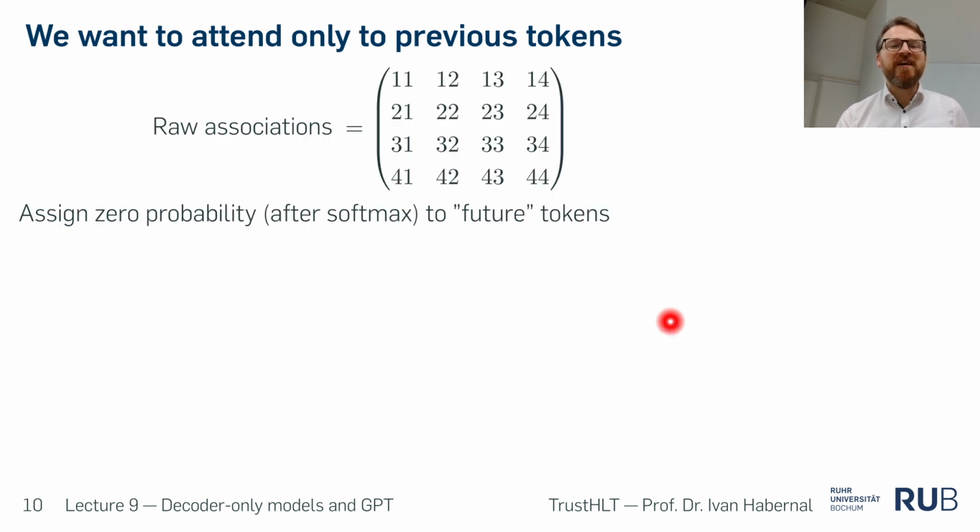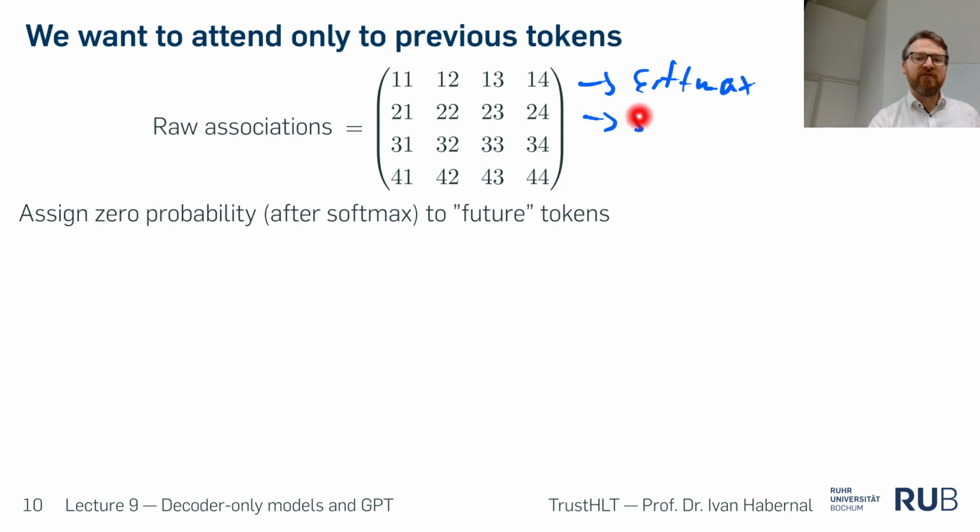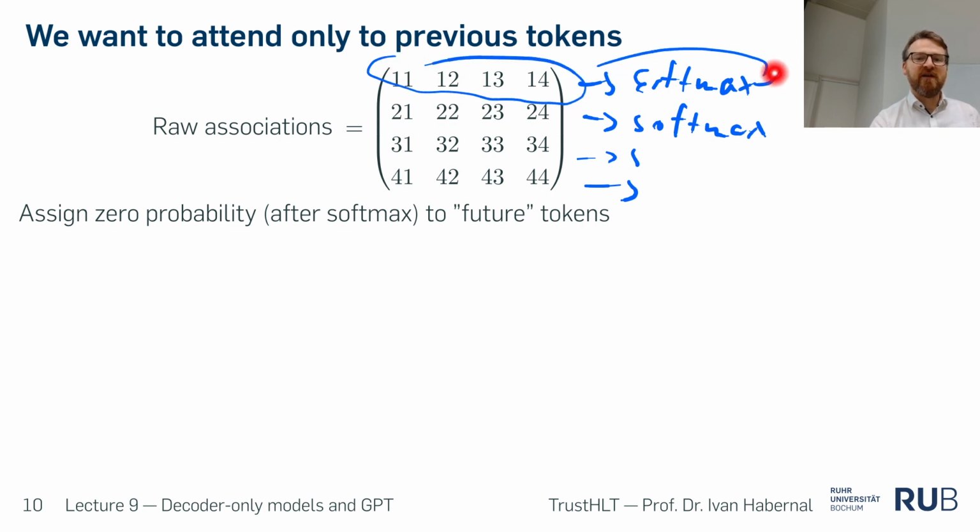So now we would be running softmax over this matrix for each row. So softmax of this row, softmax of this row, and so on. So four softmaxes, one over each row. We take this as the input to the softmax, and then get the probabilities.